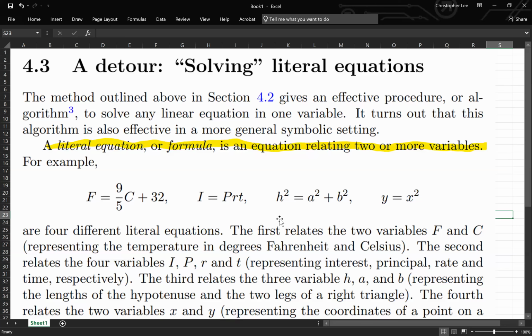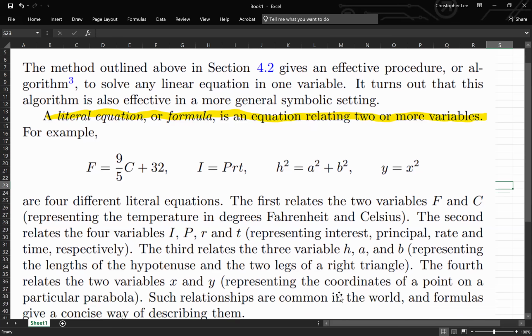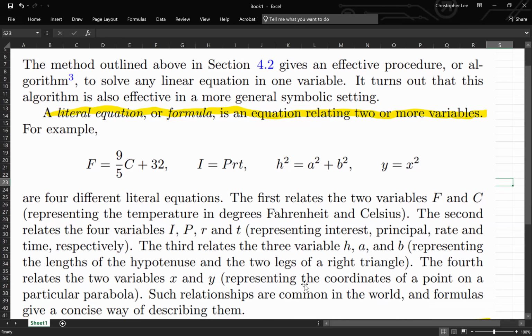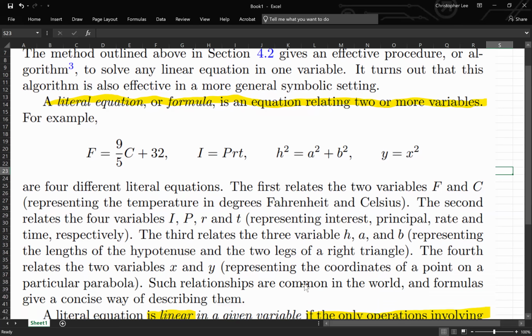The first relates two variables, F and C, representing the temperatures in degrees Fahrenheit and Celsius. The second relates the four variables I, P, R, T, representing interest, principal, rate, and time, respectively. The third relates three variables H, A, and B, representing the length of the hypotenuse and two legs of a right triangle. I would have said C. The fourth relates the two variables X and Y, representing the coordinates of a point on a particular parabola. Such relationships are common in the world, and formulas give a concise way of describing them.